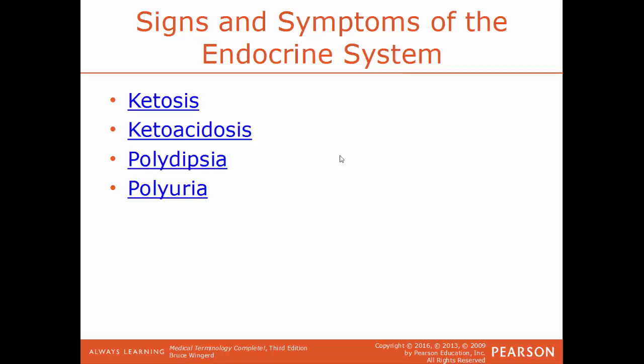So your next term, polydipsia. This is having an abnormal amount of thirst, very common for people who have diabetes. And our last term here, polyuria. This is the production of an abnormally large volume of urine, and that urine will tend to be very dilute because there is so much of it.